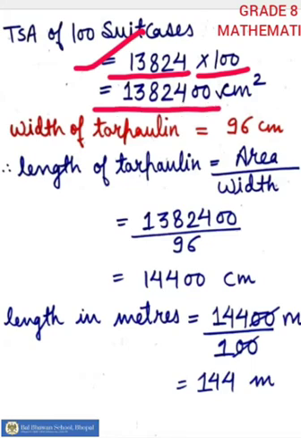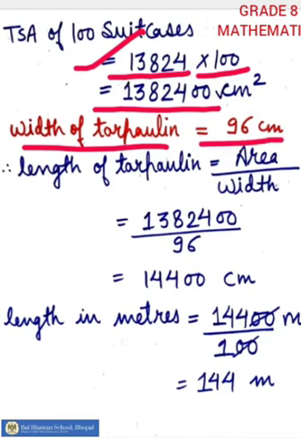Now, 13,82,400 centimeters square is the total surface area of 100 suitcases. But this is not something we have to calculate. We have to calculate the meters of tarpaulin required, which means the length of tarpaulin cloth required. Now the width of tarpaulin cloth is given, which is 96 centimeter.